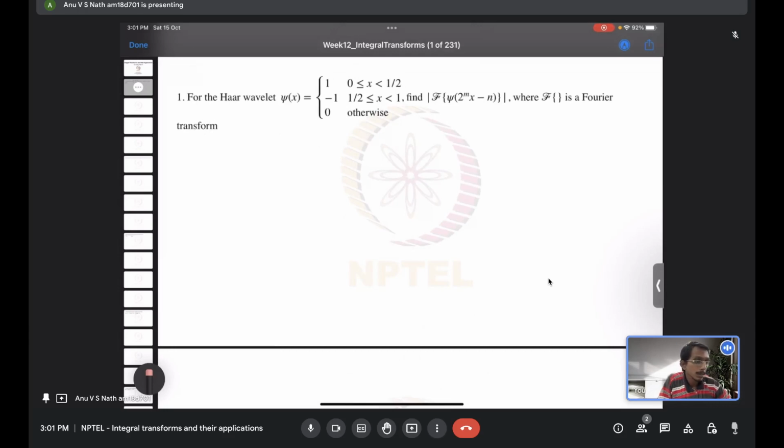For the Haar wavelet, which is given by psi of x is 1 from 0 to half, minus 1 from half to 1, and 0 otherwise, find its discretized version, which is psi of 2 raised to m x minus n, for m and n being integers. Then its Fourier transform, then take its magnitude, modulus. So that's what is asked in the question. You can try for yourself. I may give 1 or 2 minutes for you to try this, and then I will explain how to do this.